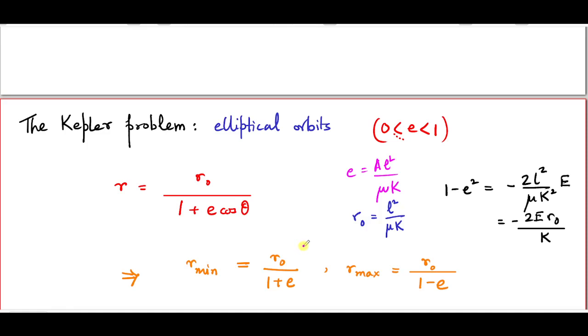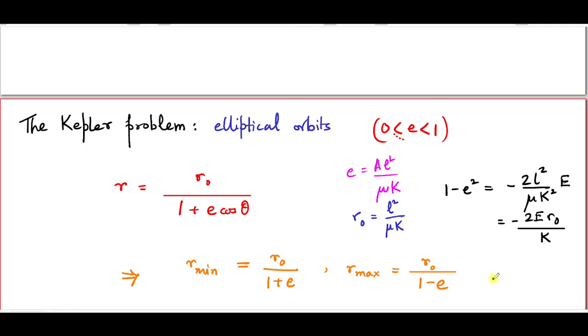And the pericentron distance r_min is simply given by r0 over 1 plus e. The apocentron distance, on the other hand, the largest distance from the center, is obtained when cosine theta takes its minimum possible value, which is minus 1. So we get r_max equals r0 over 1 minus e. Note that because e is between 0 and 1, both r_min and r_max are positive numbers, as they should be. And of course, for e equals 0, r_min and r_max are both equal to r0, the radius of the circular orbit.